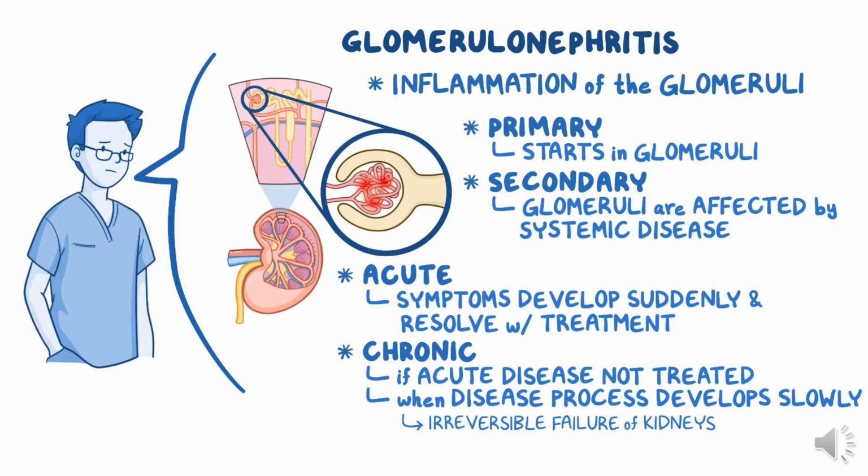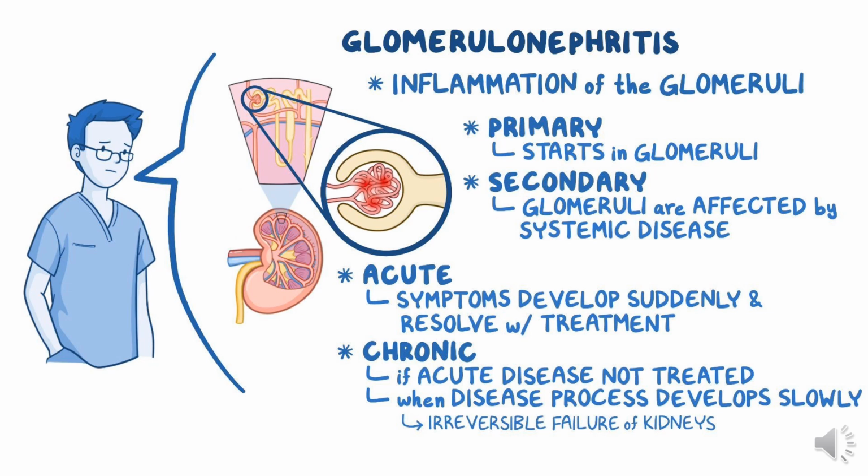Now, apart from that, we have the itis term. Itis means there is an inflammation. Glomerulonephritis. Glomerulus is a part of the nephron. Nephr means kidney. Itis means there is inflammation. So it's inflammation of the glomeruli.